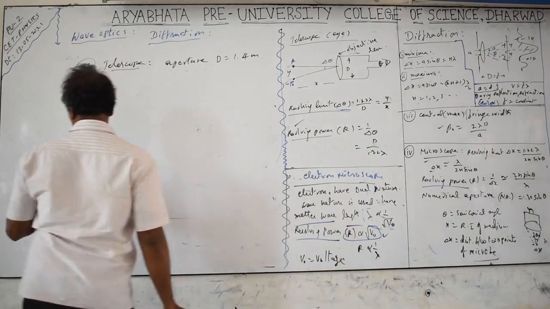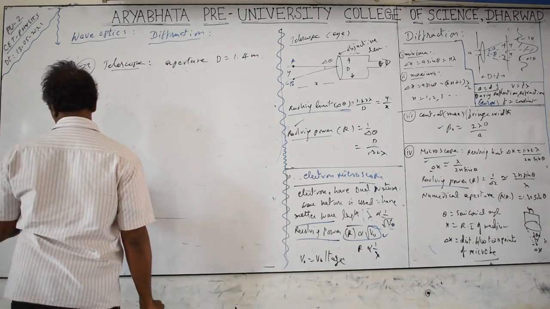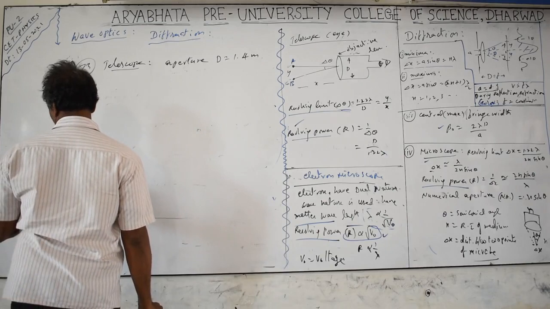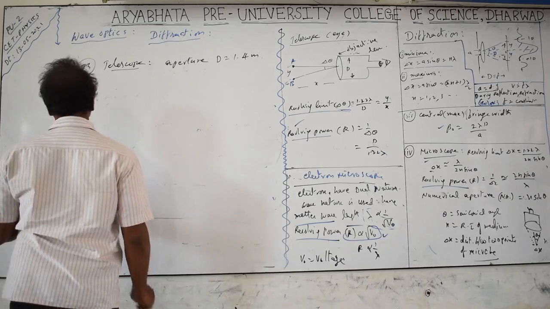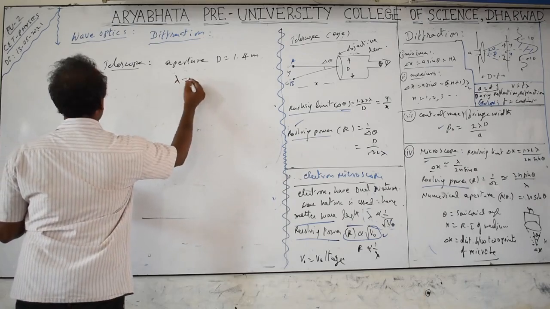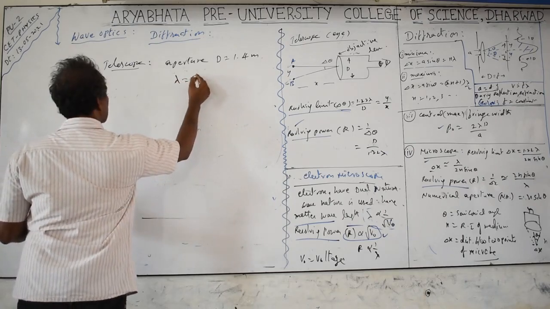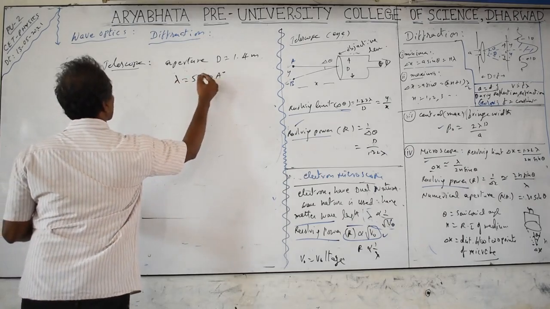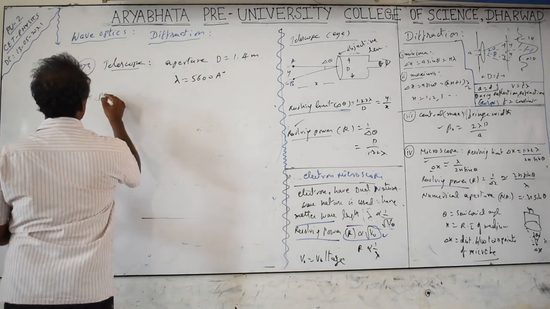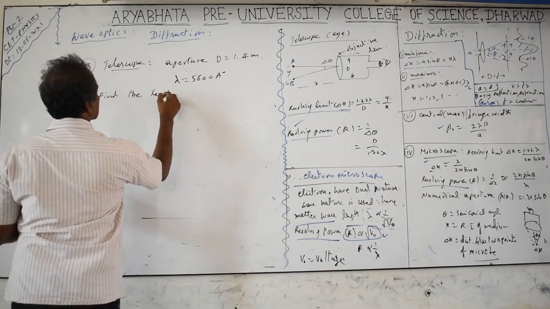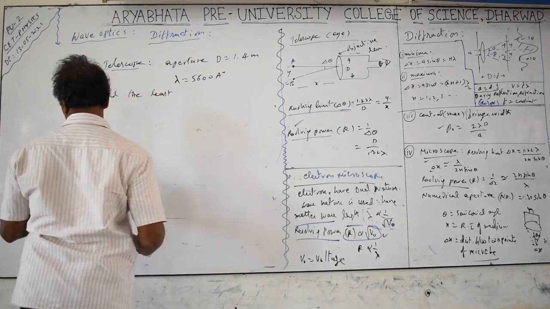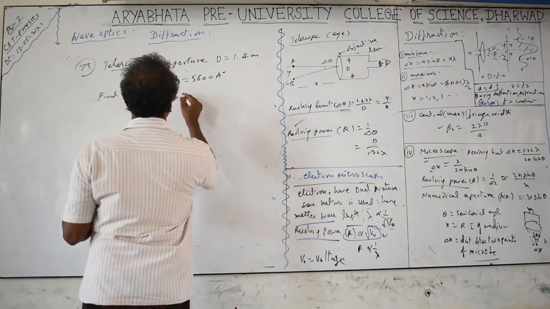Find the least angular separation for two stars which can be resolved by the telescope for light of wavelength lambda equal to 5600 angstroms. Find the limit of resolution, or resolution limit.